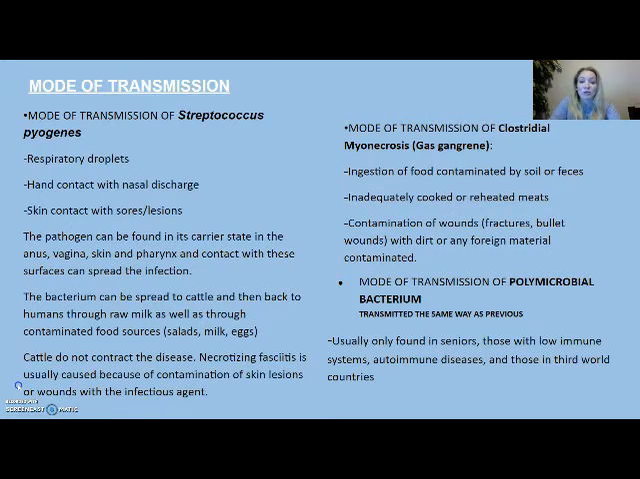For Clostridial myonecrosis, it can also be contracted through contaminated food, inadequately cooked or reheated meats, and we a lot of times hear about it in wars and things like that. Soldiers will get it through shrapnel or soil that's been contaminated that gets in their wounds. For polymicrobial bacteria, it's transmitted the same way as the others, but it's usually found in seniors, those with autoimmune disorders, or those with low immune systems, or in third world countries.